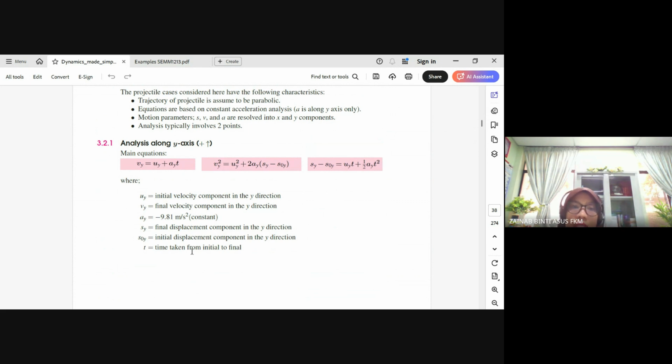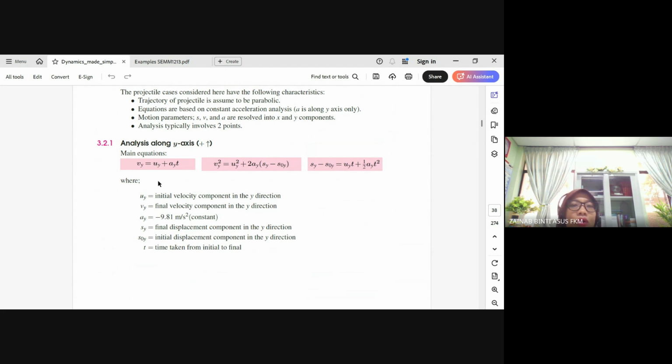Which is the gravity. You see here ay is the gravity, it is constant. ay is equal to g, which is -9.81 meters per second square. You must put the negative in your equation. It is constant, so we can use the equations. For the first equation, vy is equal to uy plus ay t.